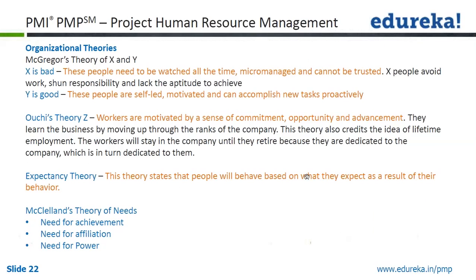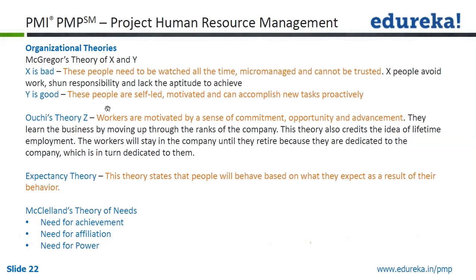So organization theories. First, McGregor's Theory X and Theory Y. Theory X: these people need to be watched all the time, micromanaged, and cannot be trusted. X people avoid work, shun responsibility, and lack the aptitude to achieve. This was seen mainly in the industrial era, since the work was repetitive. The supervisor was needed and micromanagement was needed. This may still be applicable in various industries at various points in time, and even in other industries you may see workers with this kind of attitude towards work, who need to be micromanaged. Especially when a trainee comes in, a lot of micromanagement and oversight is needed. So in there you use Theory X.